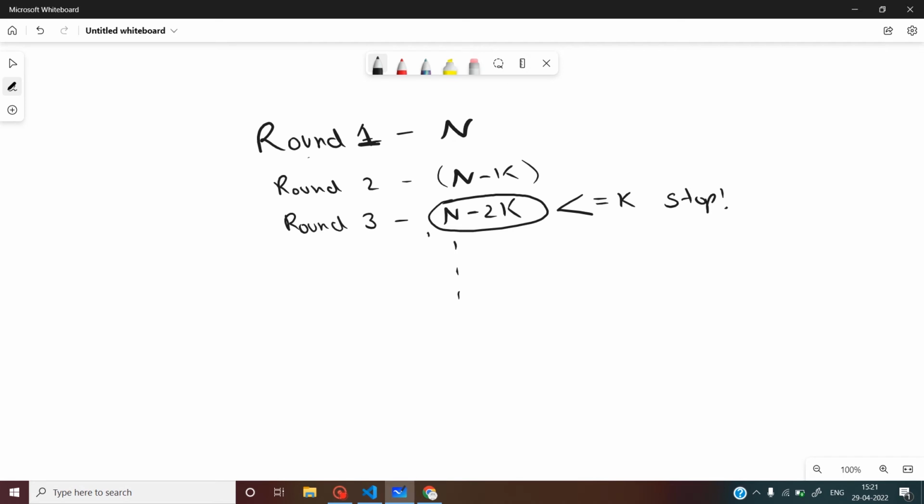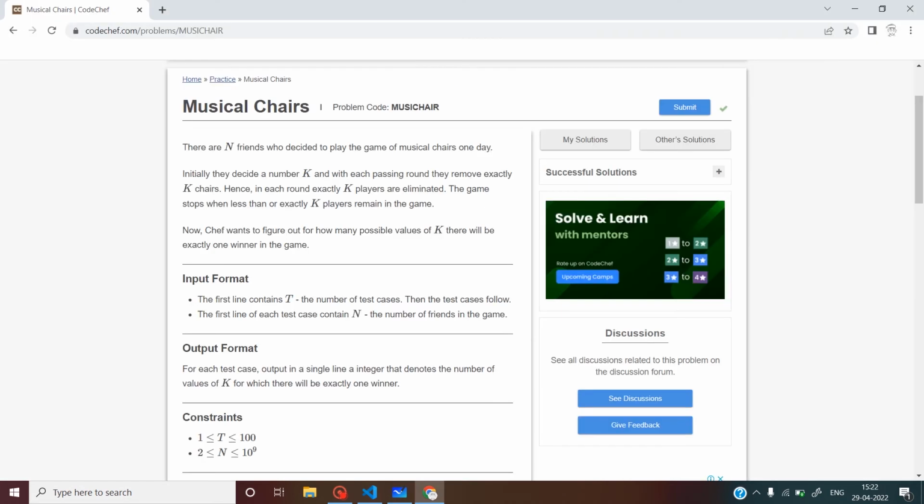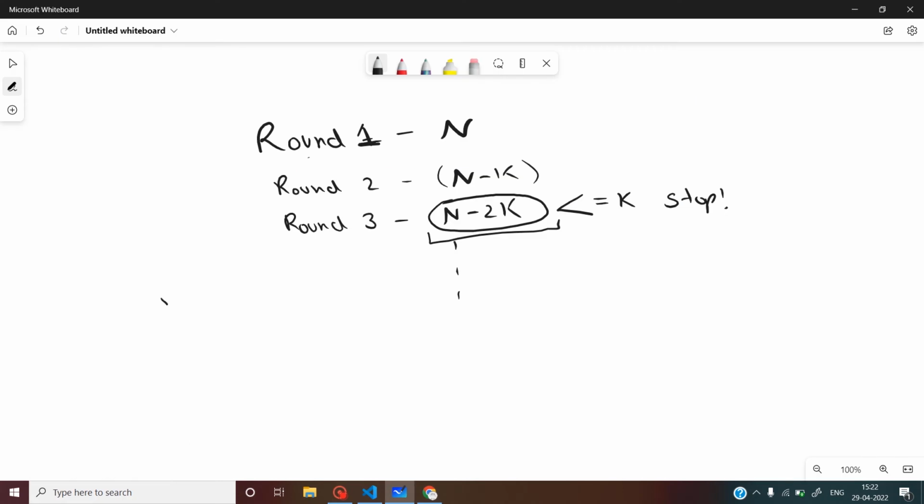And then what we have to calculate: Chef wants to figure out for how many possible values of k there will be exactly one winner in the game. We have to calculate all possible values of k such that the remaining number of players in the final round will be equal to 1.